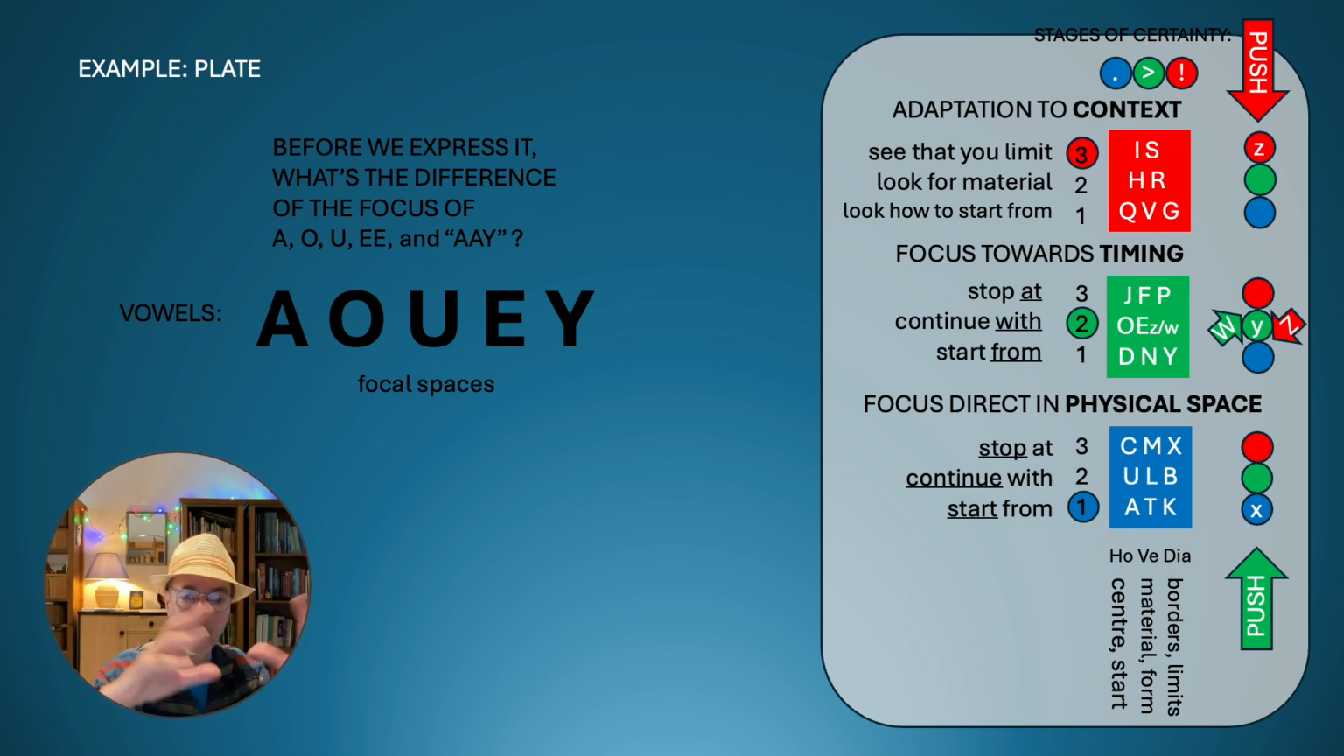The vowels are more like a very general focus upon certain spaces, and they are different. They have different borders and different aspects according to each vowel, and that's the thing that you can learn most easily to recognize. So I will start from there and we'll make some examples. What's the focus of A, O, U, E, and then the Y?